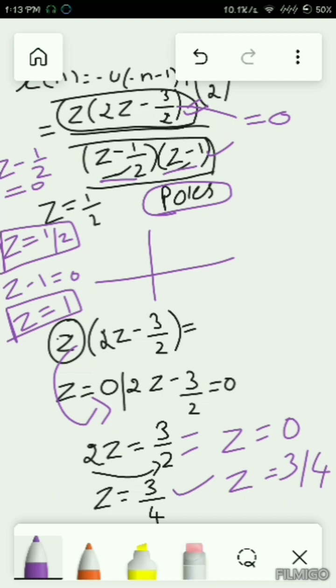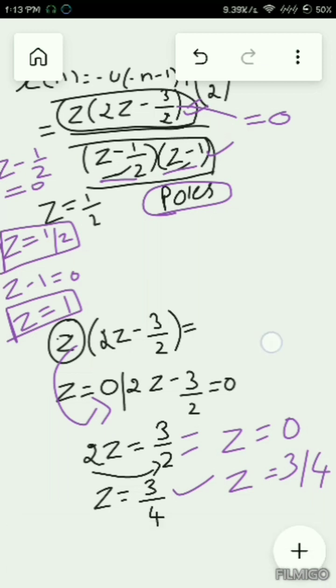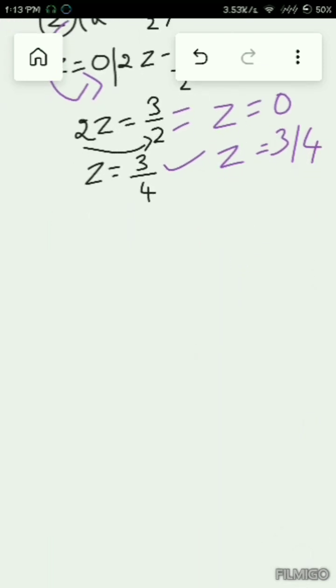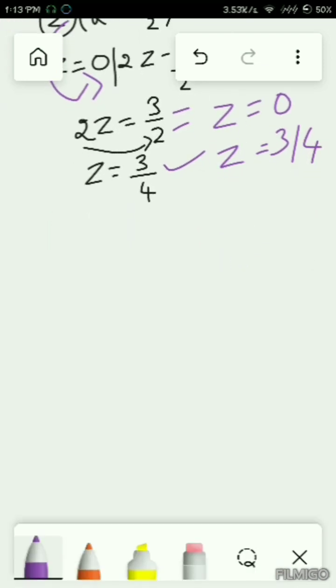So this is what we got, and how we have to plot the diagram is, please make a list of your poles and zeros before drawing the diagram. The zeros are z is equal to 0 and z is equal to 3 by 4.